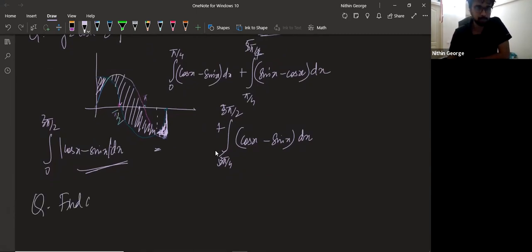Find area of region included between y square equal to x and x plus y equal to 2.